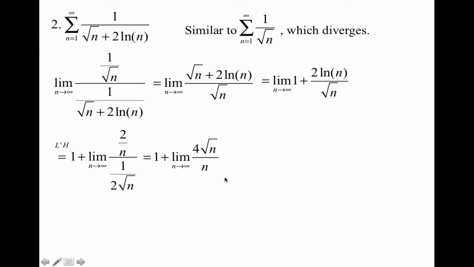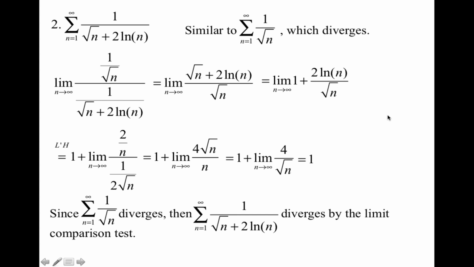And I can go ahead and simplify the square root of n over n to give me 4 over the square root of n. So now when I plug in infinity, I'm going to get a constant over infinity, which is just 0. So I'm left with 1. So since the limit does exist at some value, therefore the series does what the familiar series does, which is diverge. So therefore I can say that since my familiar series diverges, then my original series diverges by the limit comparison test.